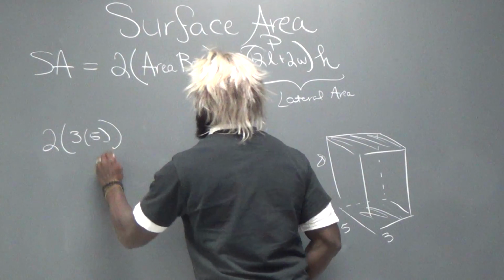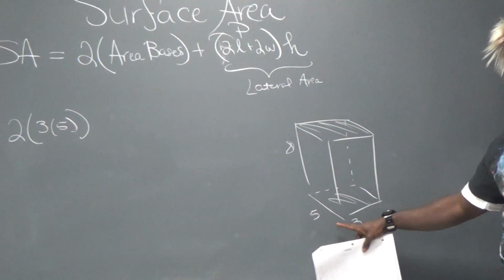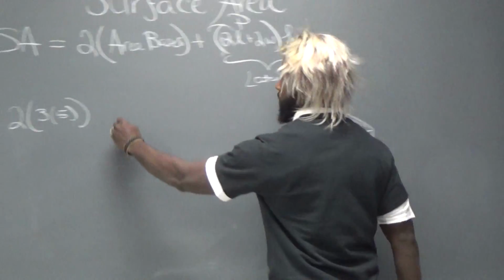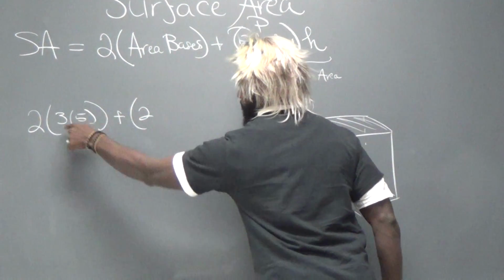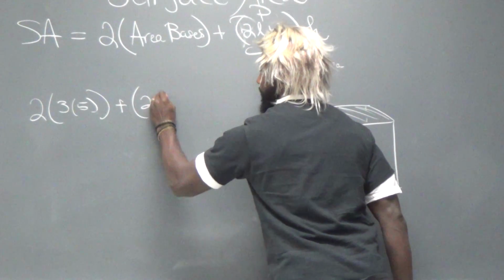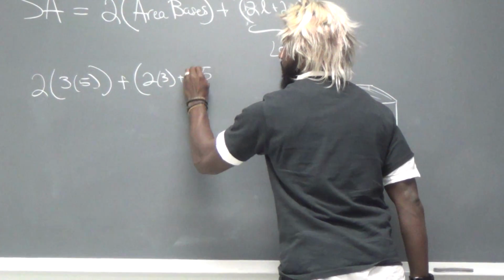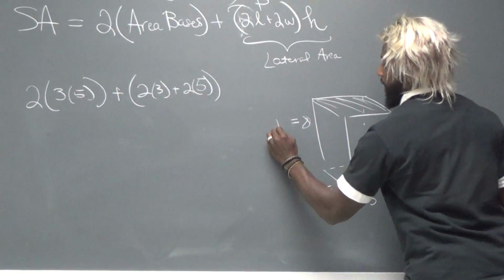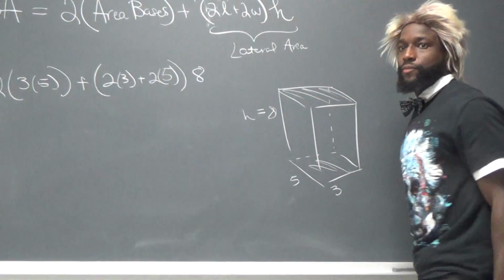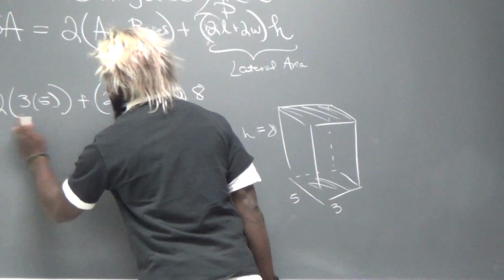We all good with that? If you're good with that, say amen. Amen. Good. So this is the base, 3 by 5, plus the perimeter. The perimeter is going to be 2 times the length, 3, plus 2 times the width, which is 5, all times the height. 8 is the height. Good with that? Let's simplify and go on.